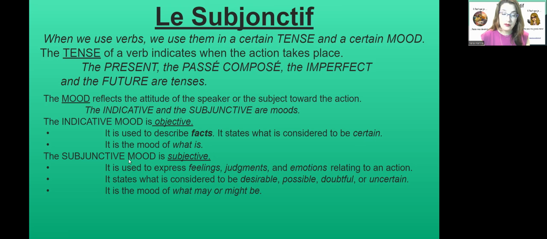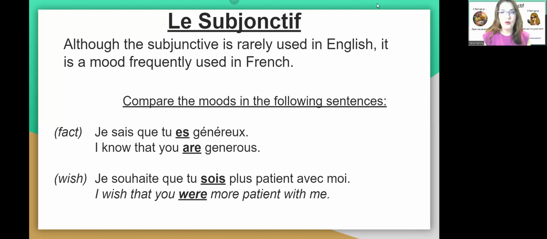The subjunctive mood is subjective. It's used to express feelings, judgments, and emotions relating to an action. The subjunctive is subjective because it states what's considered to be desirable, possible, doubtful, or uncertain. It's the mood of what may or might be. Okay, let's see some more explanations.